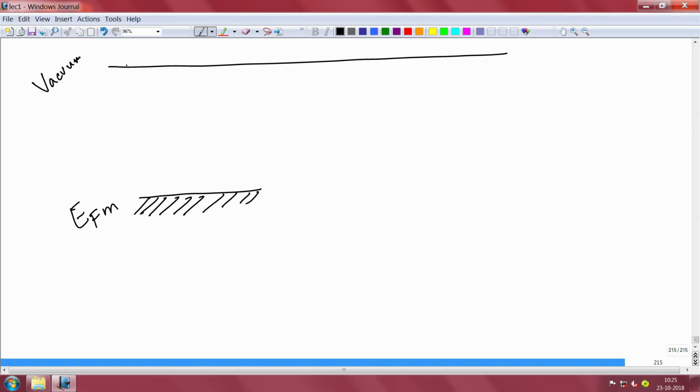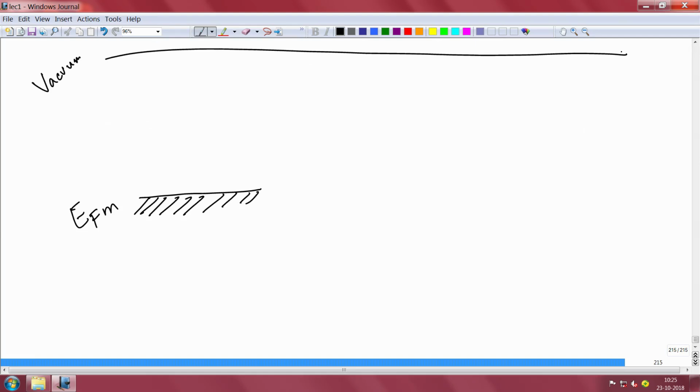This is called the metal Fermi level, EFM. And the vacuum level is the energy needed to knock off an electron from the metal to the vacuum. So, the energy difference between the vacuum level and the Fermi level of the metal is called the work function of the metal, phi m. For example, titanium has a phi m of about 4 electron volt, nickel has a phi m of 5.5 electron volt, and so on. So, different metals will have different phi m.